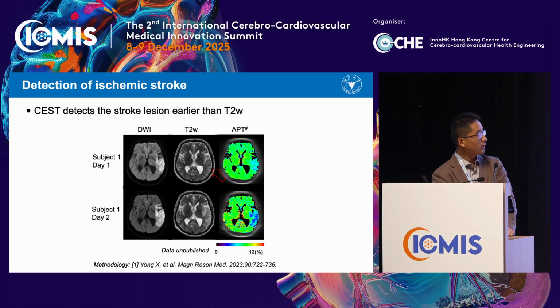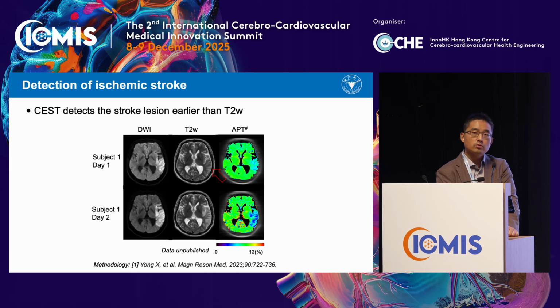Then on day two, we followed up the same patient. We see an increased lesion size, and also now we start to see this lesion on the T2-weighted MRI. Of course, on CEST MRI, we see a further decrease in the pH-related signal and also an increase in the lesion size. I think from this result, I want to show you that CEST MRI can detect these stroke lesions earlier than T2-weighted MRI.